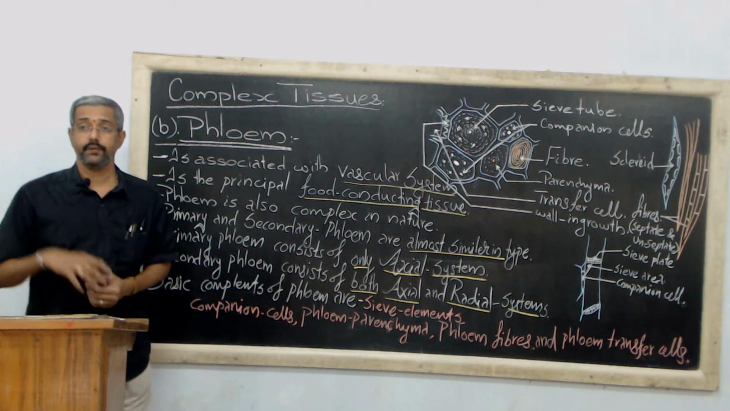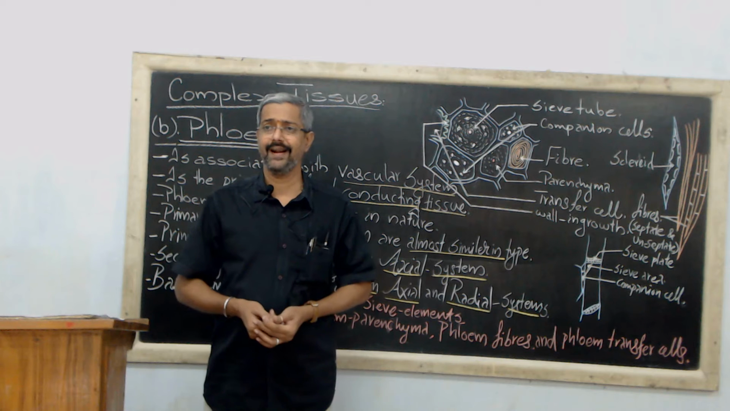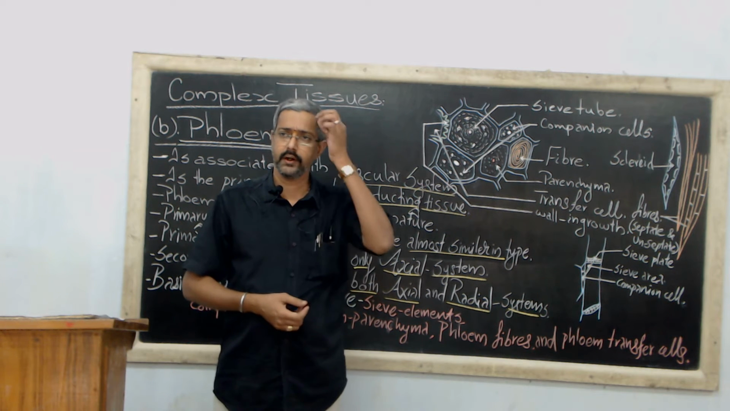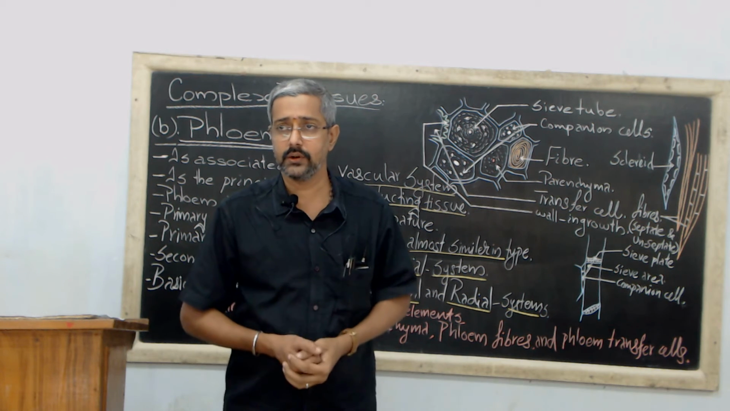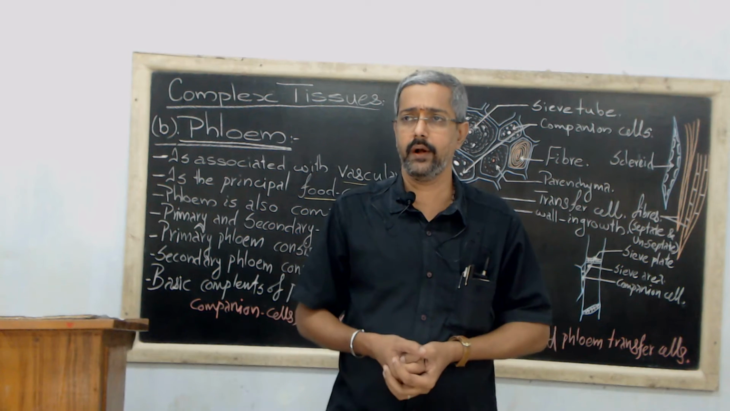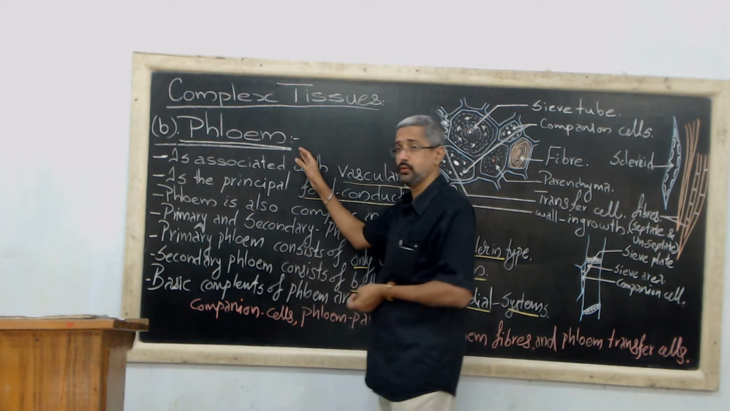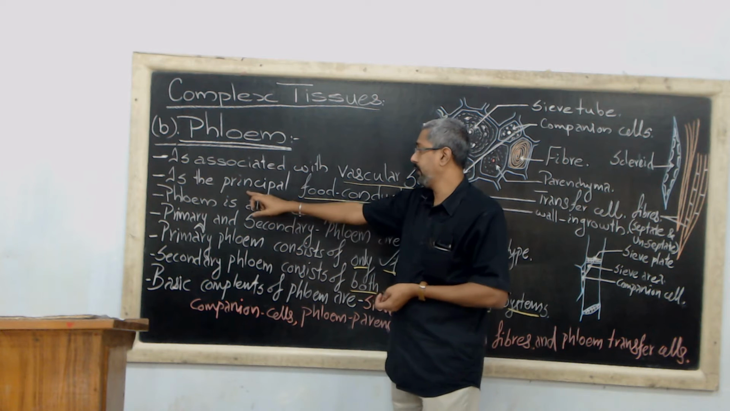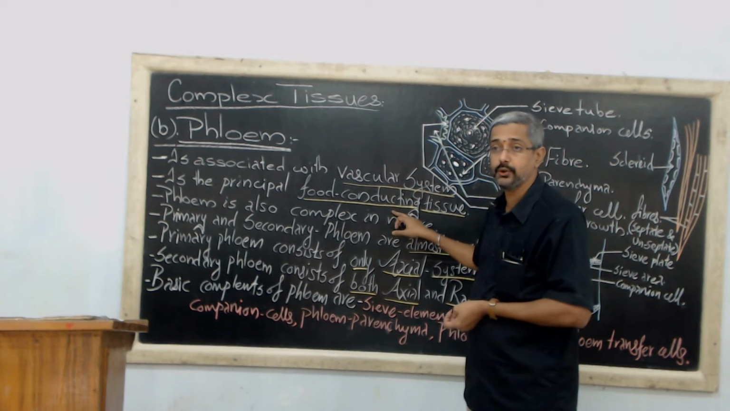In xylem, we studied the upward conduction performed by xylem elements, the upward conduction of water and minerals, which are called the raw materials. And here, the anatomical differentiation in the second complex tissue, which is called phloem, is nothing but the principal food conducting tissue.